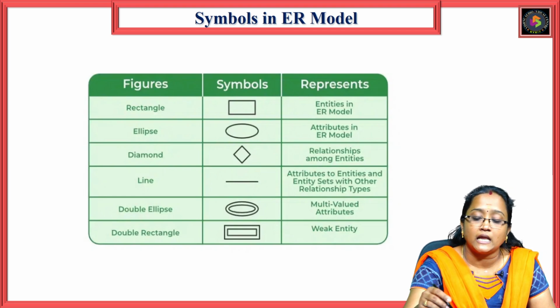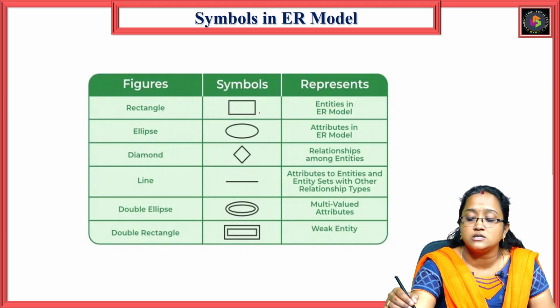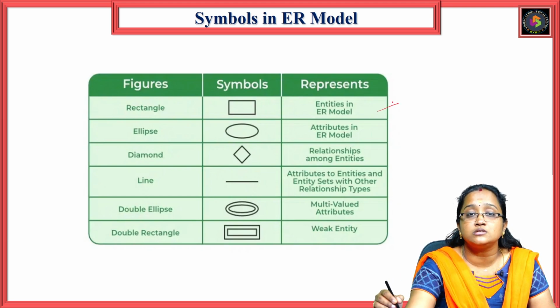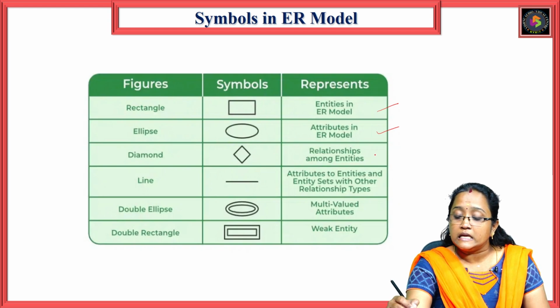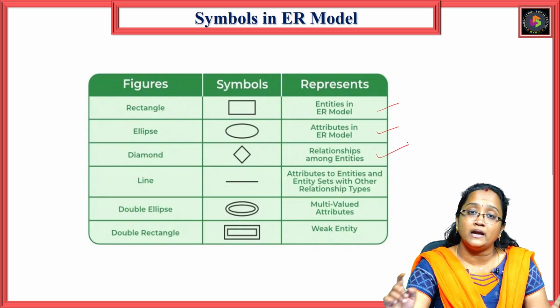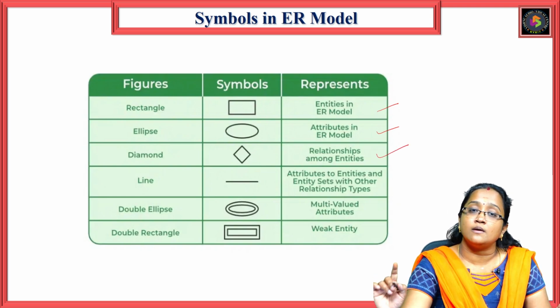The rectangle box is used to represent the entity. The ellipse is mainly used to represent the attributes. The diamond symbol is mainly used for relationships. What is the relationship between the two entities? Between two entities we are going to use some relationship.